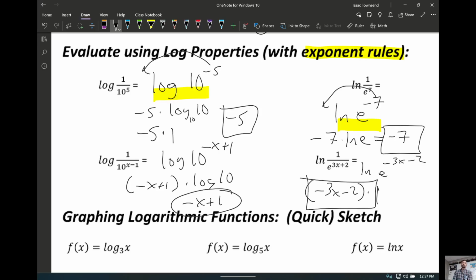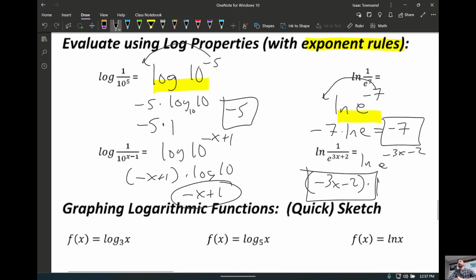And of course, notice I had x in my question, so I have x in my answer. These aren't equations. We're not trying to solve them for x equals. You can have x in your answer. We're just simplifying. Okay, so sometimes, especially if you're taking the log of a fraction, you might think to rewrite it this way.